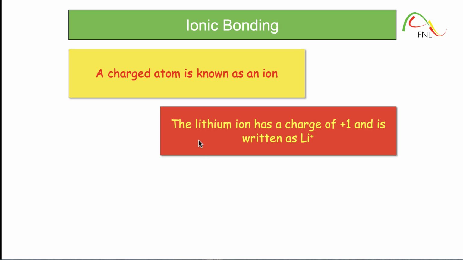Now a charged atom is known as an ion. Note the spelling of it, I-O-N. The lithium ion has a charge of +1 and is written as Li+. We don't tend to put the +1, we just put the plus there, okay? You'll see in a minute we use 2, sometimes even 3.